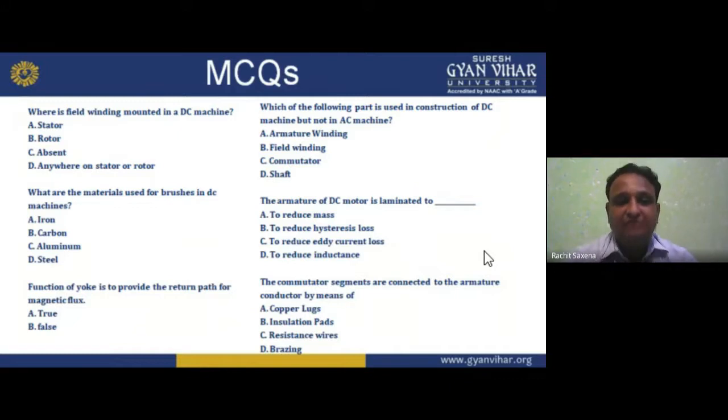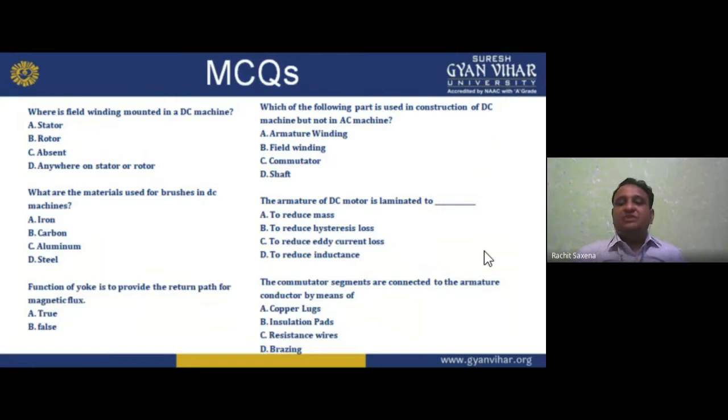Where is the field winding mounted in a DC machine? Always on the stator. What is the material used for brushes in DC machines? Carbon. The function of the yoke is to provide the return path for magnetic flux. Which of the following parts is used in the construction of a DC machine but not in an AC machine? Commutator, because in AC we always use bidirectional current.